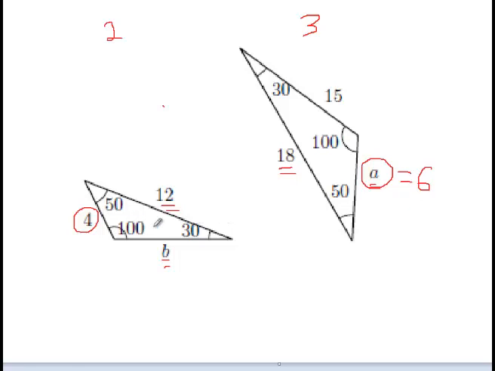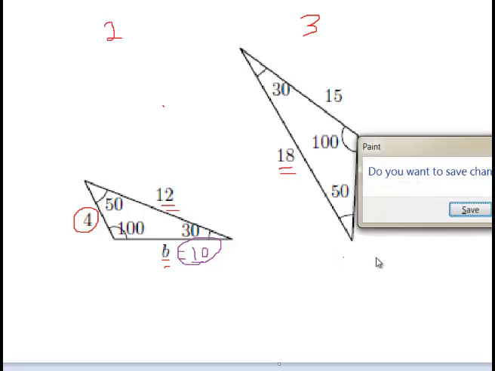B is the one opposite the 50 degrees. Well, what's opposite the 50 degrees? The 15 here. Now, the 15 is 5 times 3, so the B will be 5 times 2, and the B will be 10. It may help, by the way, and let me get rid of this and put the original triangles back up over here.